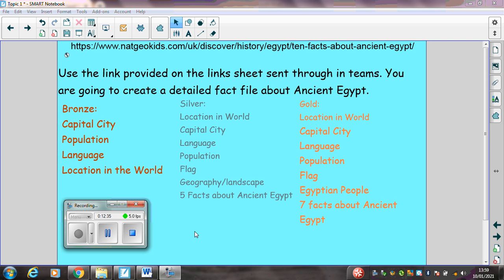Okay, depending on what you are doing and what level of challenge you're going for. So bronze, you're going to look for the capital city, the population, the language, and the location in the world. Where is Egypt? Silver, you're going to look for the location in the world. So again, where is it? Its capital city, its language, its population.